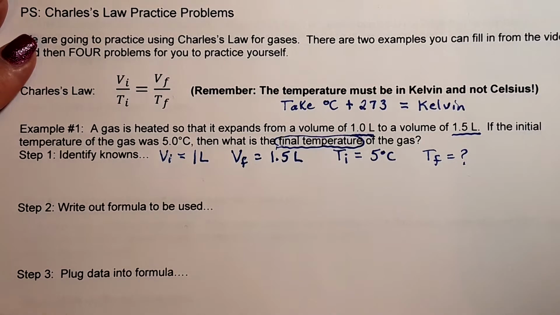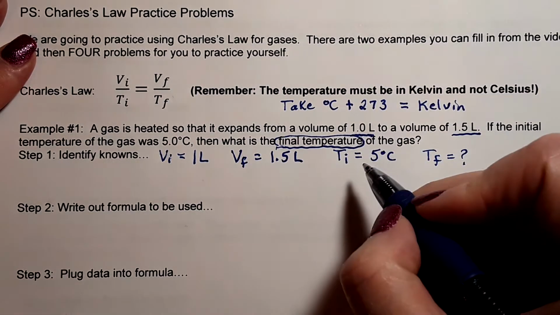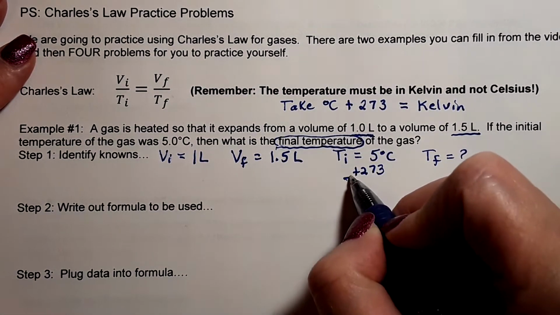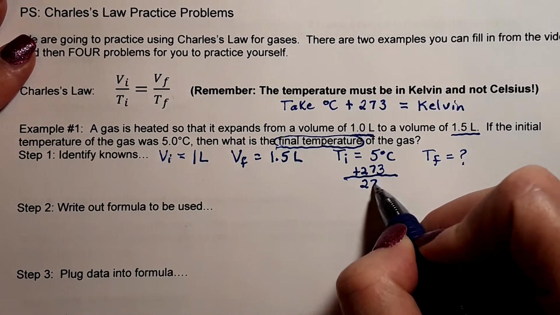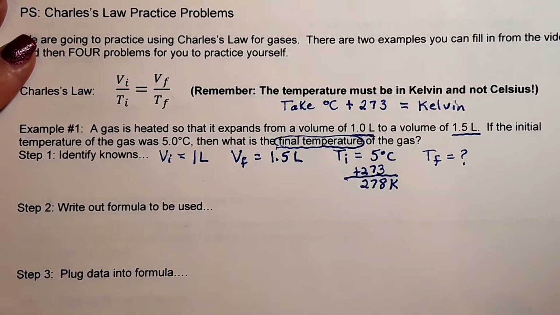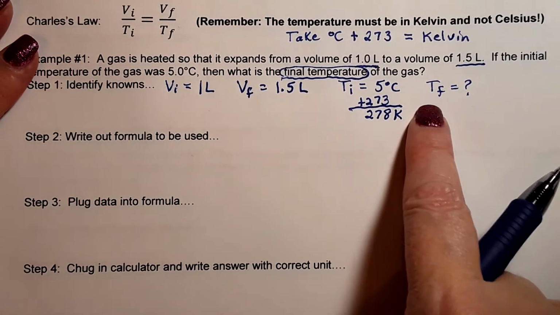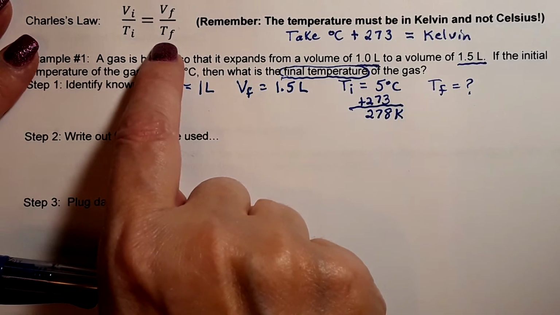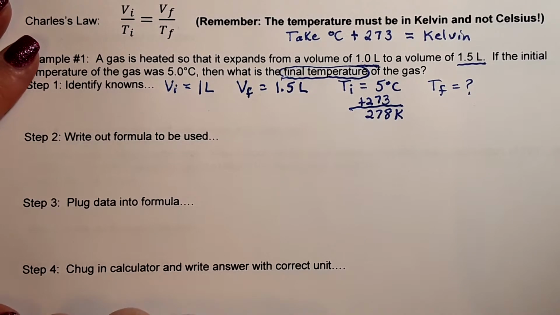Now, before we can actually do anything, we need to convert our temperature. It is in Celsius degrees, so all we have to do is add 273 to the 5, and we get 278 Kelvin. So that's what we're going to use. Now, let's look at what we do with the formula if we're looking for TF.